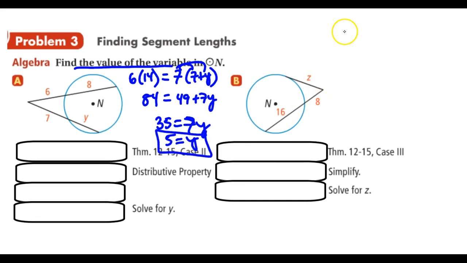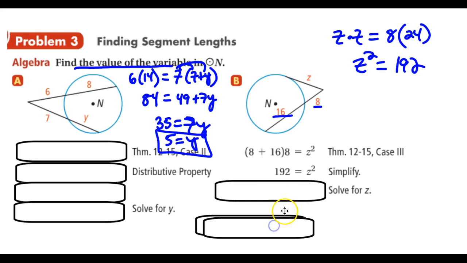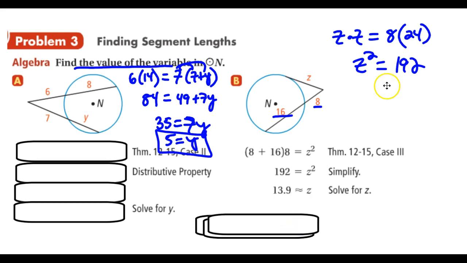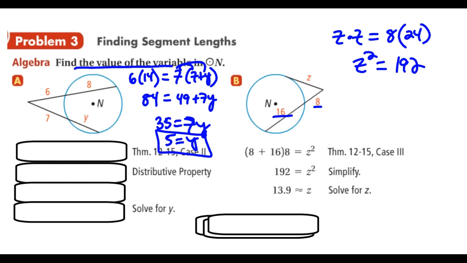Over here, the outside part, z, the whole thing is z. So z times z equals 8 times 24. Remember 24, 16 plus 8 is 24 here. Z times z is z squared. 8 times 24 is what? 160 plus 32 is 192. Just make sure, because I'm doing this in my head, let's make sure we got that right. 192, good. And then the square root of 192 is about 13.9.